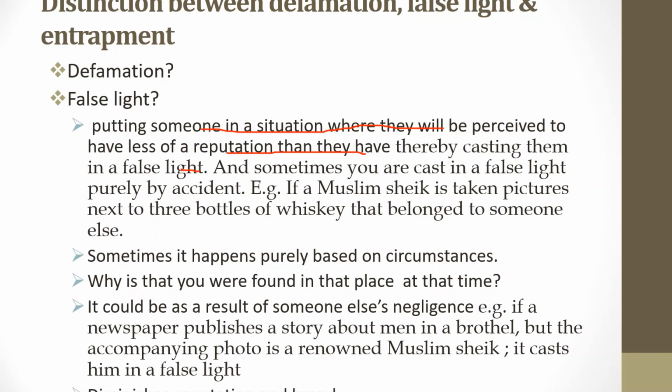So this is just to bring out what I mean by false light. So in summary, false light diminishes your reputation and brand. So you could find yourself in such a scenario.